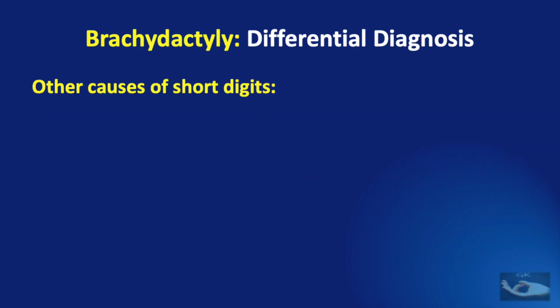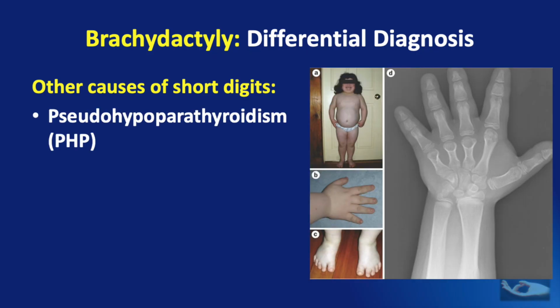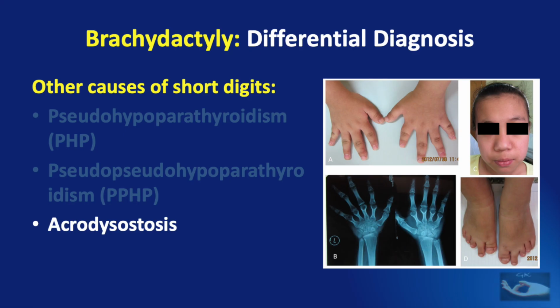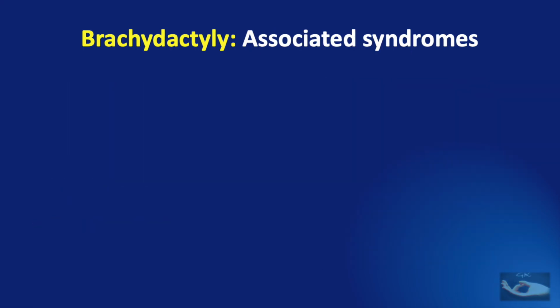We must differentiate congenital brachydactyly from other causes of short digits like pseudo-hypoparathyroidism and acrodysostosis. There are many syndromes associated with congenital brachydactyly. We shall consider 3 of the most commonly occurring syndromes. We need to look for these syndromes when encountering a patient with congenital short fingers.